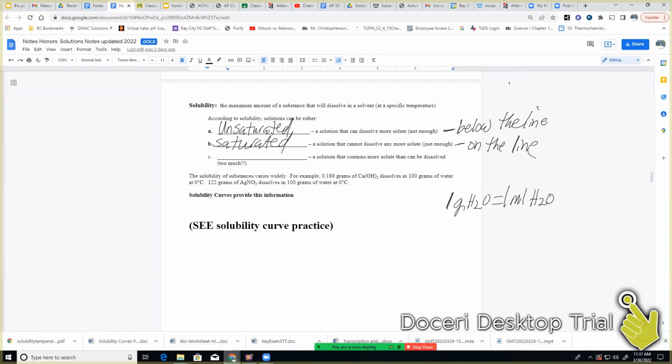And the last one is if you have a supersaturated solution, and that means you have too much solute. There's not enough solvent to handle it, and this is going to be above the line. Supersaturated, if you add more solute then crystals or precipitate will form.